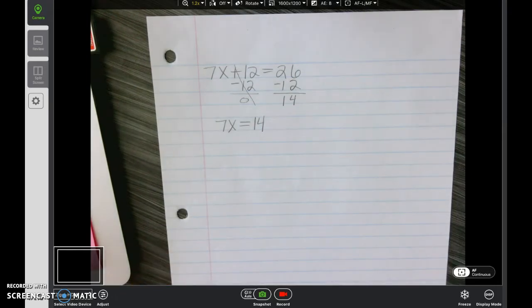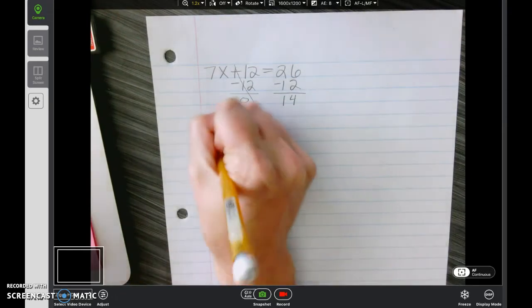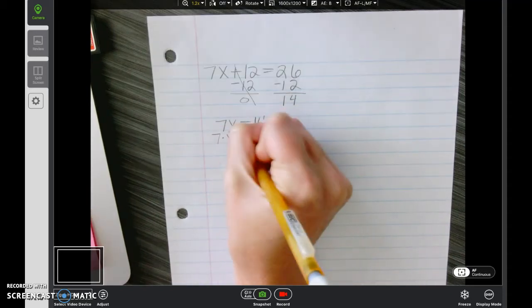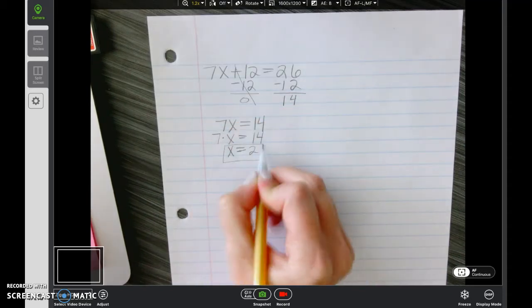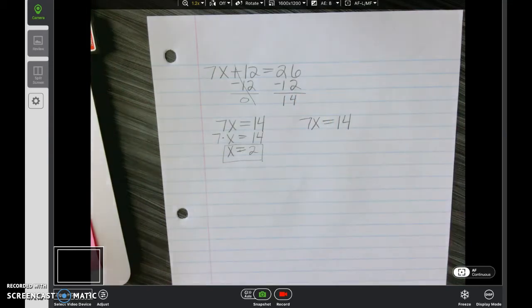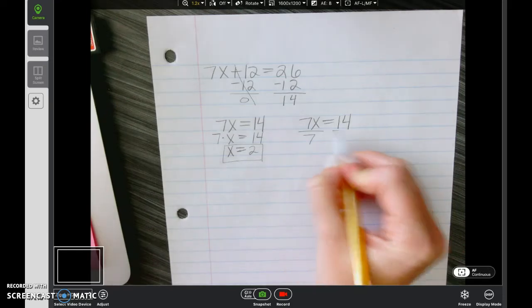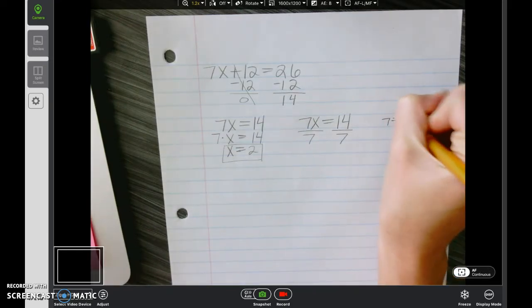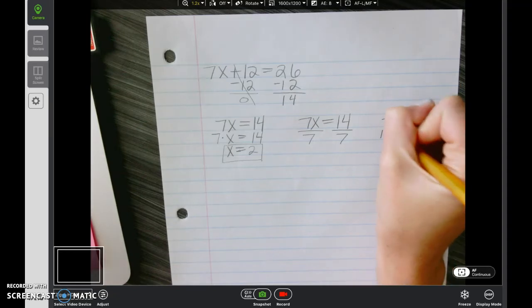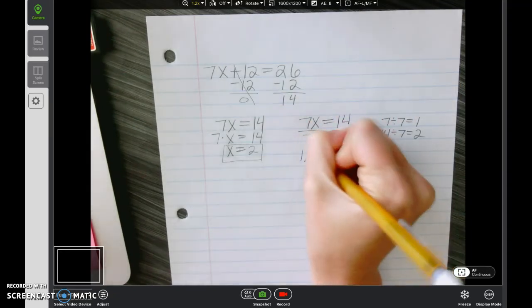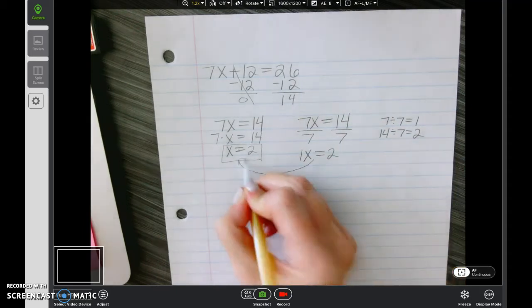This should be the kind of equation we can do in our head. 7 times what gives me 14? That would give me 2. So I would write x equals 2. Now if I wanted to show my work of what I did to isolate my variable, I am multiplying by 7. The opposite of multiplying by 7 is dividing by 7. 7 divided by 7 will give me 1. 14 divided by 7 will give me a 2. So this will become 1x equals 2, or x equals 2.